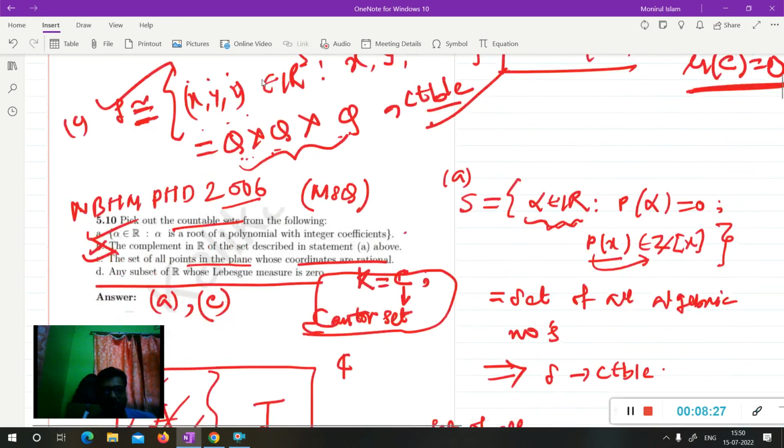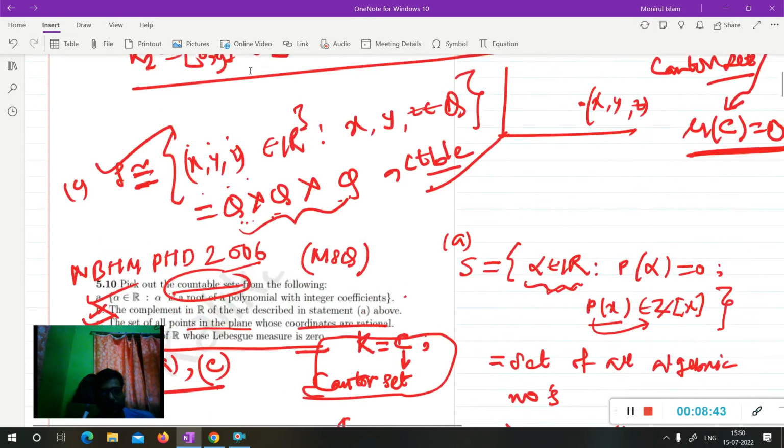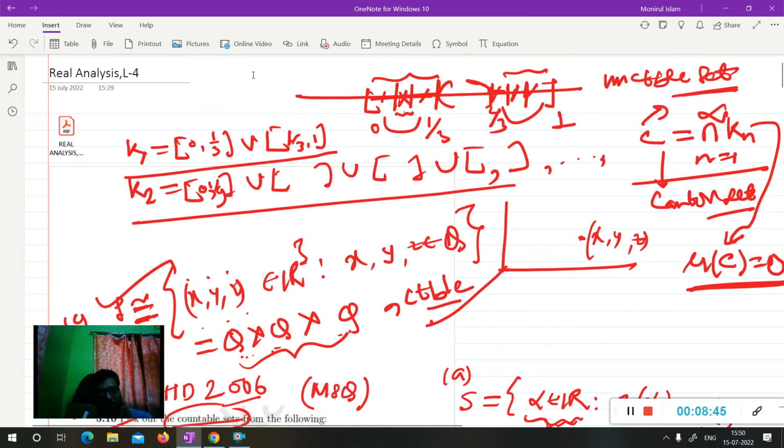So using the example of the Cantor set, this statement will be incorrect, because the Cantor set is an uncountable set which has measure 0. The statement says any set of measure 0 is countable, but the Cantor set is uncountable with measure 0. So D is incorrect. So A and C are the correct options in the question. Hope you understand my solution. If you have any doubt, you can always ask in the comment section.